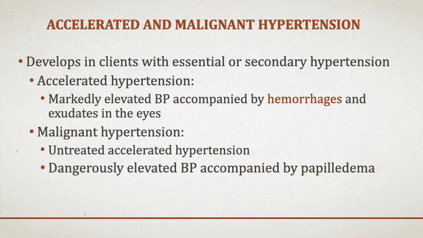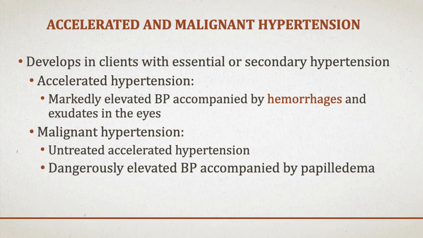So we have what is called accelerated and malignant hypertension. Now, with these situations, consequences, if left untreated, can be devastating. Clients with either essential or secondary hypertension can develop accelerated hypertension, which is a markedly elevated blood pressure accompanied by hemorrhages and exudates in the eyes. Malignant hypertension is untreated accelerated hypertension, and this is dangerous, and it can accompany papilledema.